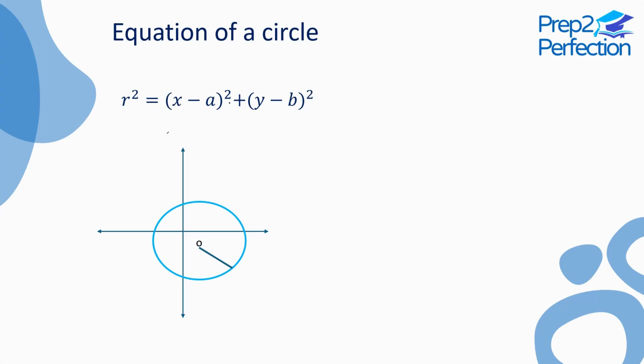As I said earlier, there's going to be a time where the center is not at origin, and as you can see in this example, the center is sitting here and not at the origin, which would be (0, 0). So for this, the equation of the circle is r squared is equal to, open brackets, x minus a, close bracket squared, plus open brackets y minus b, close bracket squared.